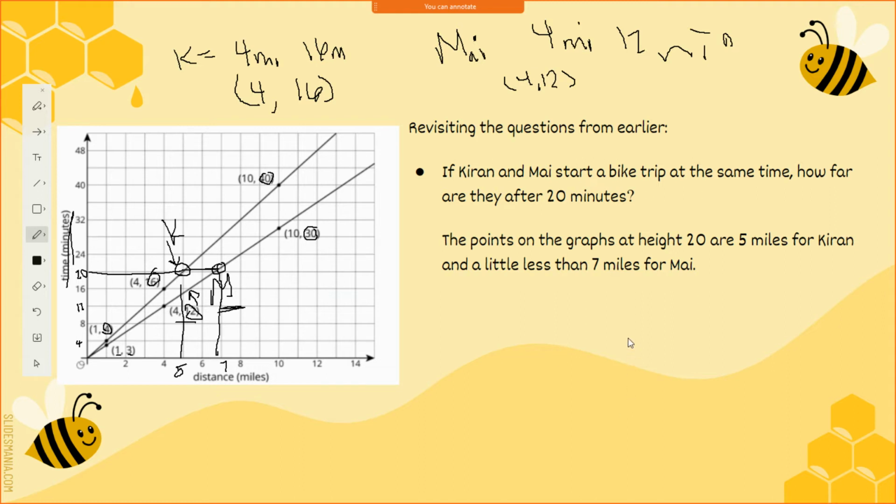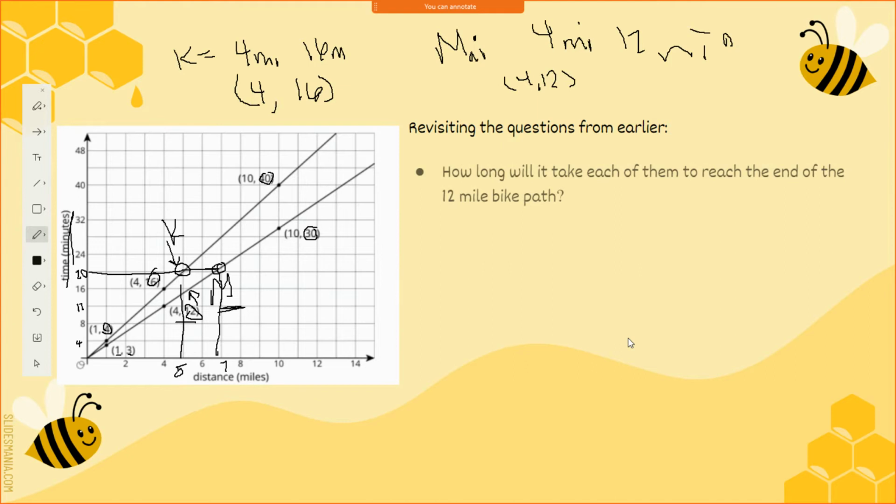Let's go to our final question. Okay, how long will it take each of them to finish? So just like below, where I talked about how we had to trace from 20 minutes to figure out where it's at, this time we have to trace from 12 miles. Miles are down here, so I'm going to trace my line on up, and I'm going to see where it intersects. So it intersects right here and right here. So now I'm going to trace over to the side so I can figure out what the time is.